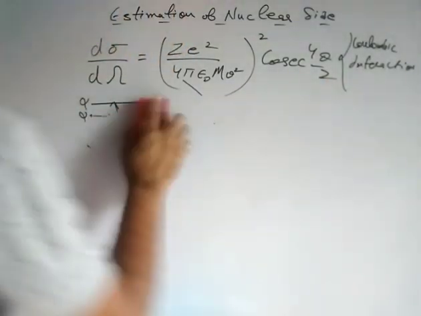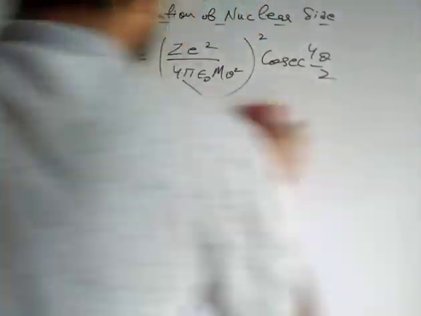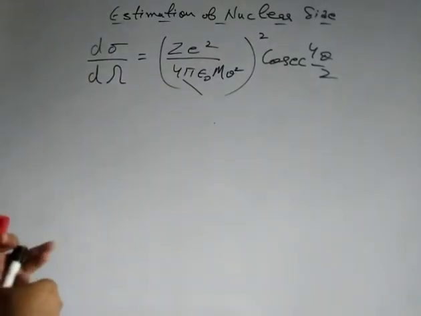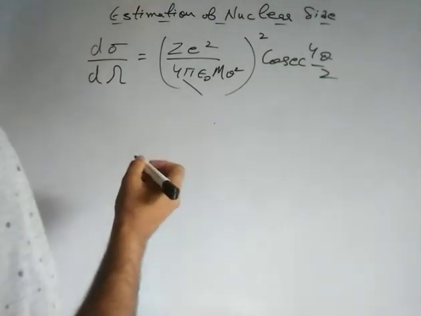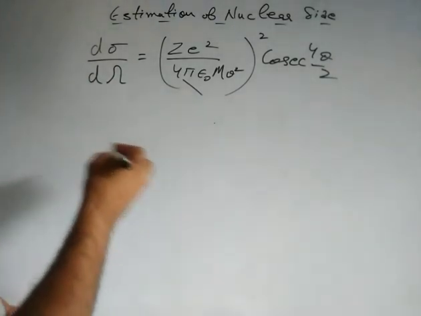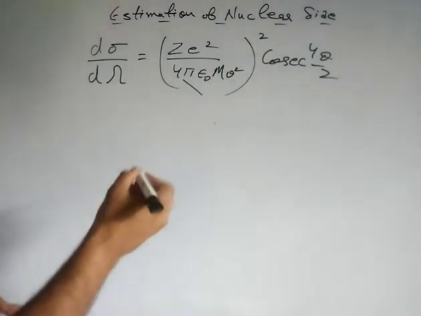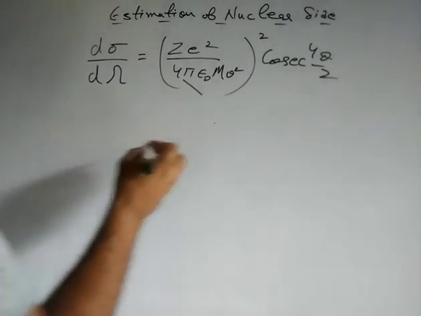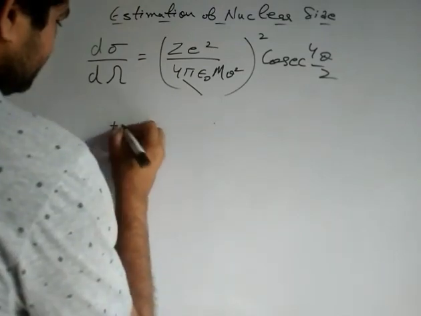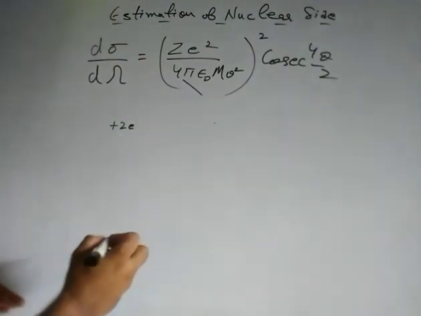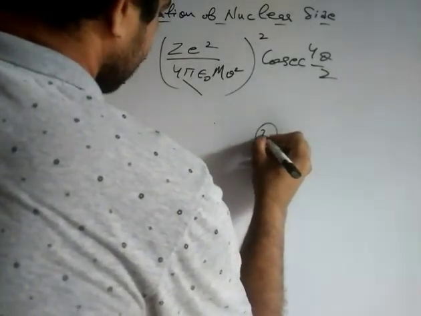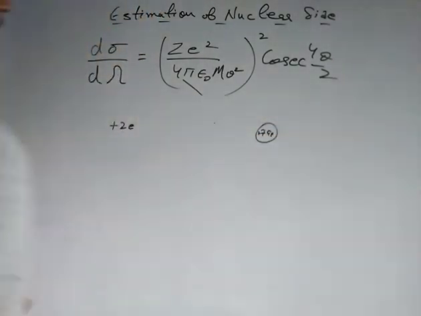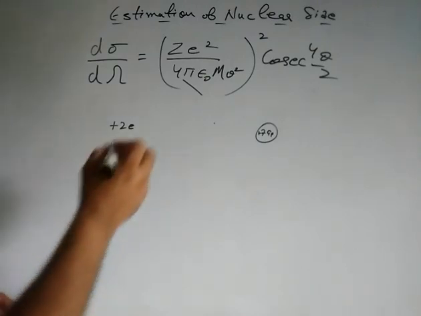So these are some things that are required for this nuclear size estimation. Now, to estimate the nuclear size, I am considering the special case of head-on collision. Suppose this is the helium nucleus, because the helium nucleus is the alpha particle. Now this is your gold nucleus, that is 79 units of positive charge. Now suppose this is a head-on collision.